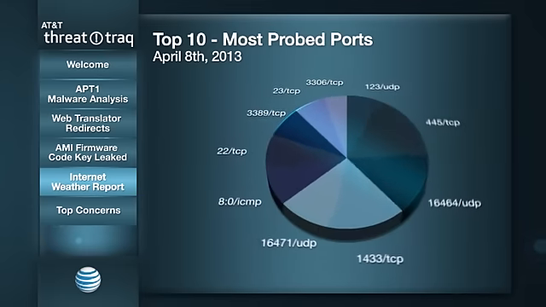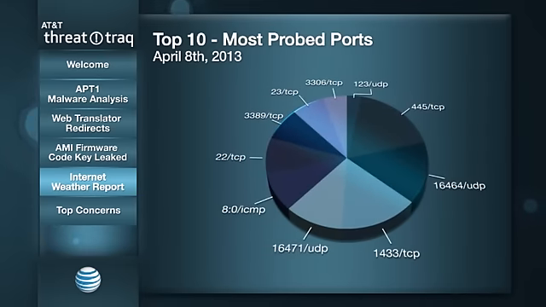And so to the pie chart here, the top 10 most probed ports we talk about all the time. The 16,000 range ports here are related to the ZeroAccess botnet. That's its peer-to-peer protocol that it uses. It's not very smart about how it uses it. It just kind of scans everything out on the internet trying to find one that will answer. So it's pretty noisy. 445 TCP, that's Windows file sharing.